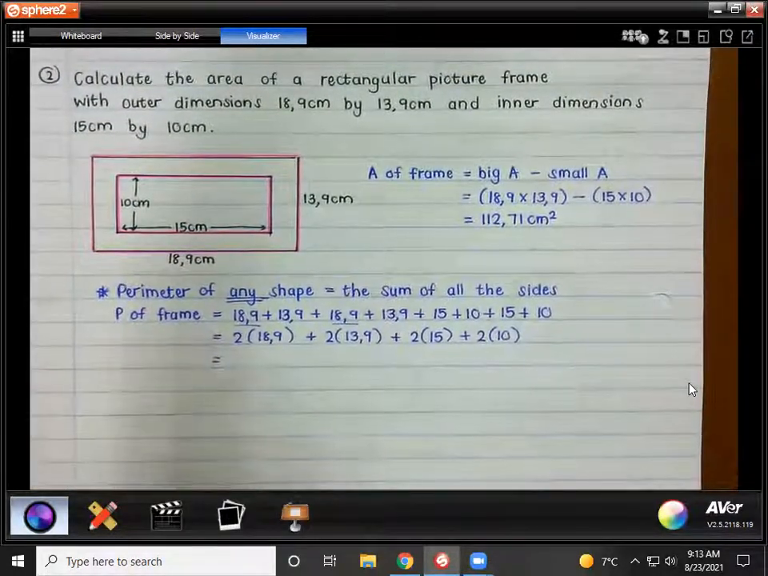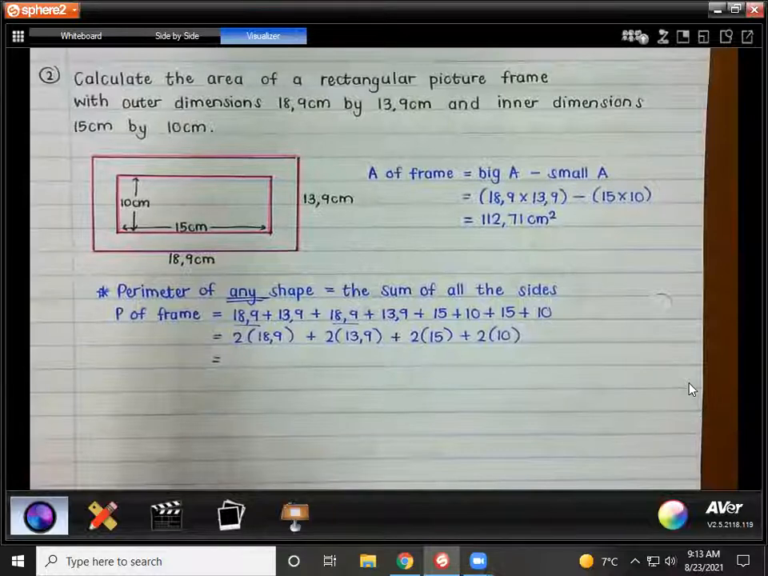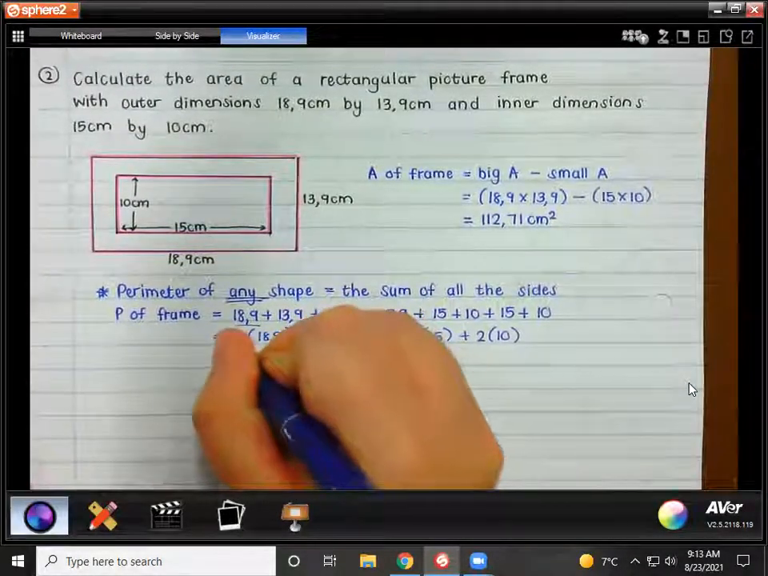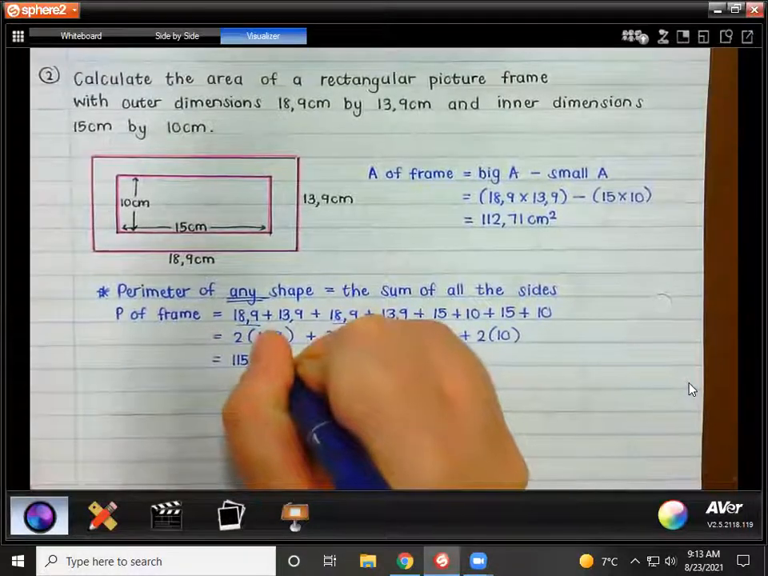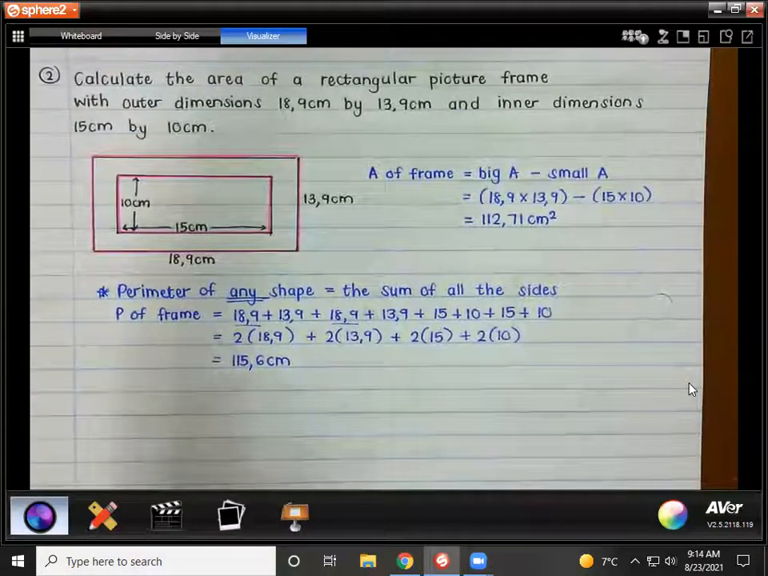So let me just quickly see what this is. So we end up with 115.6 centimeters. Now perimeter is just centimeters. It doesn't change like area. So area is centimeters squared, but perimeter, because it's just the length around, stays centimeters.